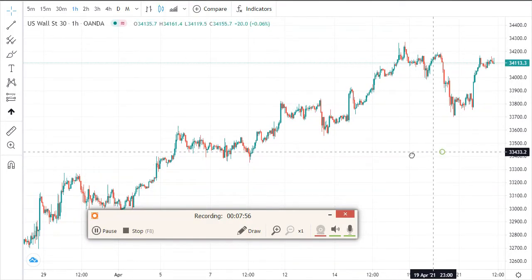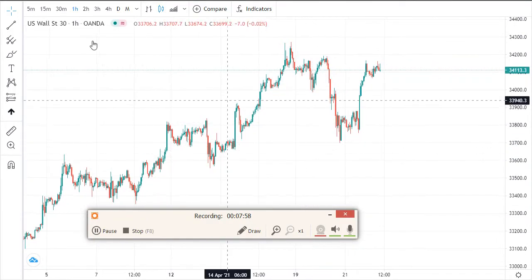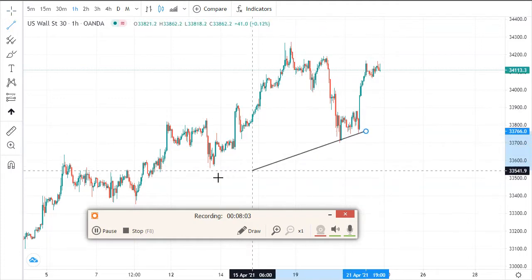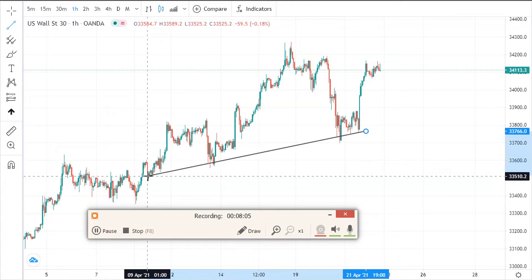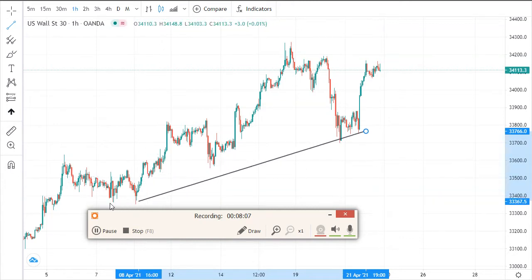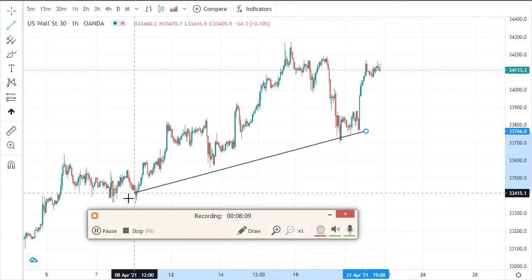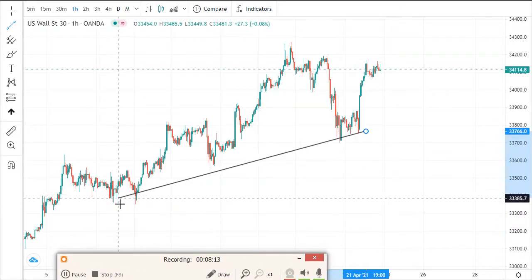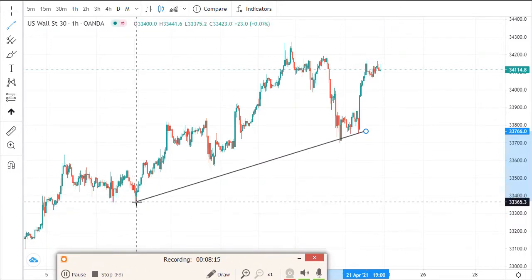On US30, we also had similar movements. They were all bullish, but I think now I see a very small, let's see, let me remove this, let me start from this.